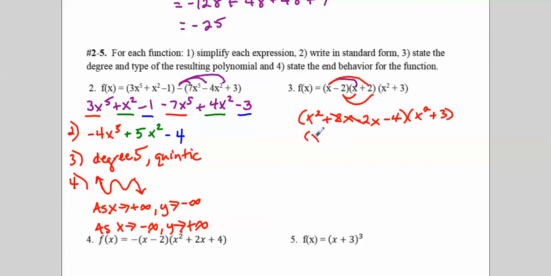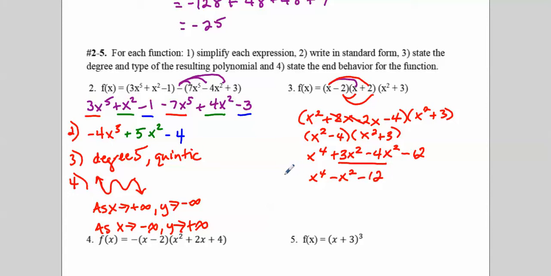So now I have x squared minus 4 times x squared plus 3. Alright, x squared times x squared gives me x to the 4th. X squared times 3 is 3x squared. Negative 4 times x squared. And negative 4 times 3. And then finally, combining like terms, right here, I get x to the 4th minus x squared and minus 12. So that's my answer for 1 and for 2, because it's in standard form.